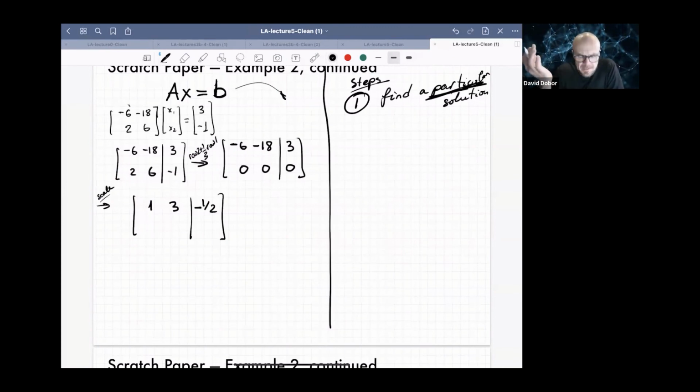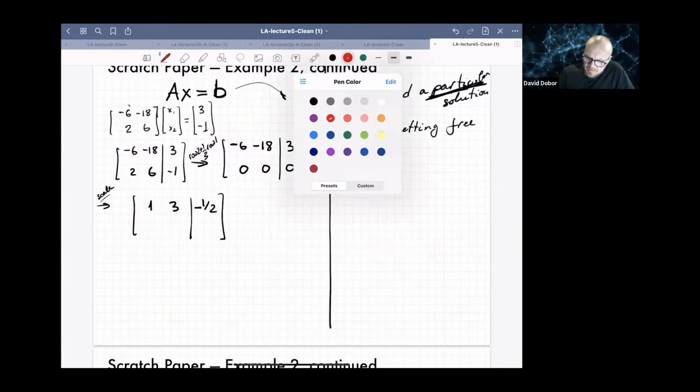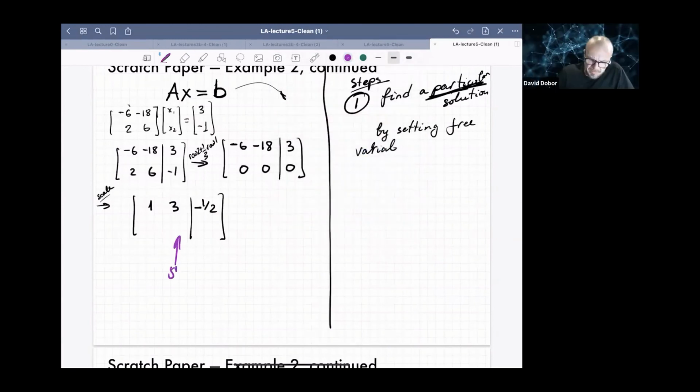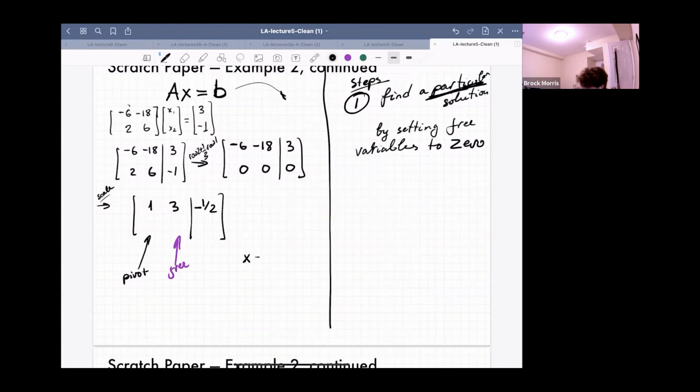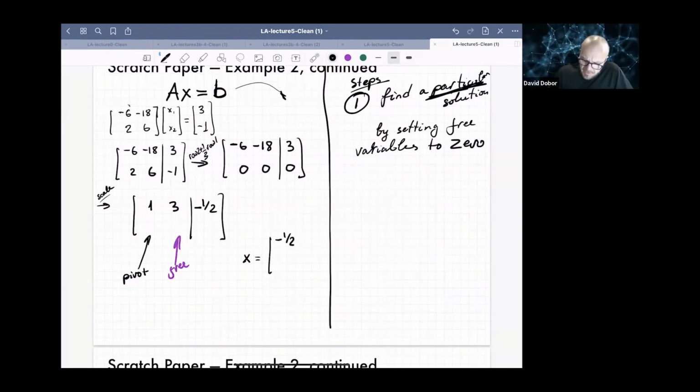But you can pick one simply by setting the free variables to 0 this time, because that's easy. What's the free variable, by the way? X2. X2 is free, and this guy is the pivot. So if you set the free variables to 0, what do I get? x1 is equal to negative 1/2, and the other guy is 0. This is a particular solution.